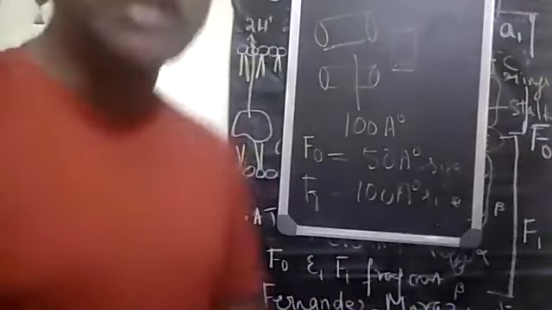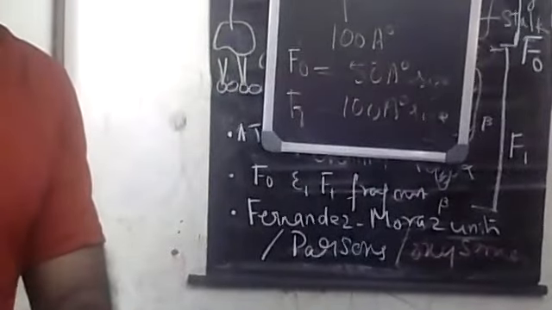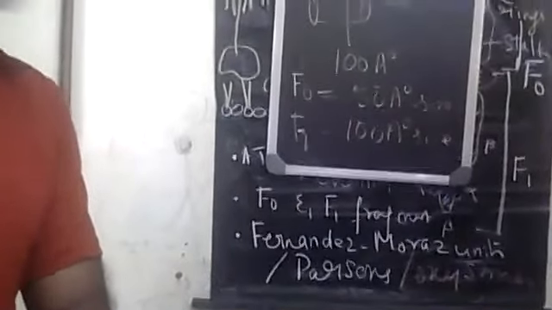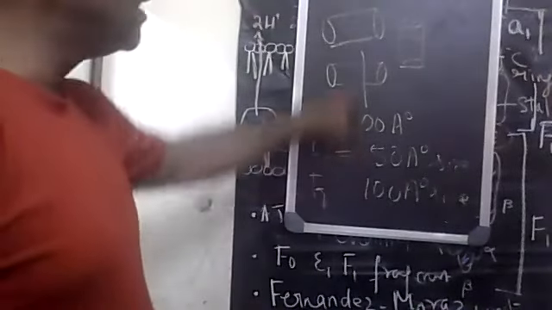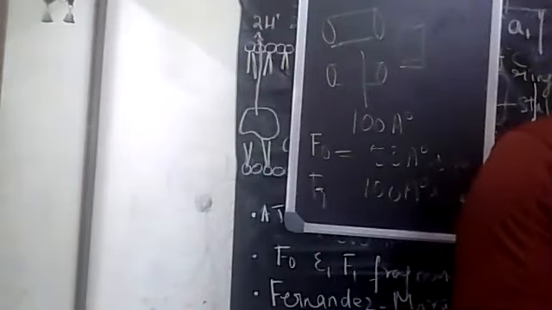The protein units are called Parsons or Fernandez-Moraz units, or oxysomes. Each protein will be cylindrical and elongated, like hollow cylinders. The distance between each protein will be how much? 100 angstroms. And the whole size of the F0 fragment will be 50 angstroms, and that of F1 will be 100 angstroms.